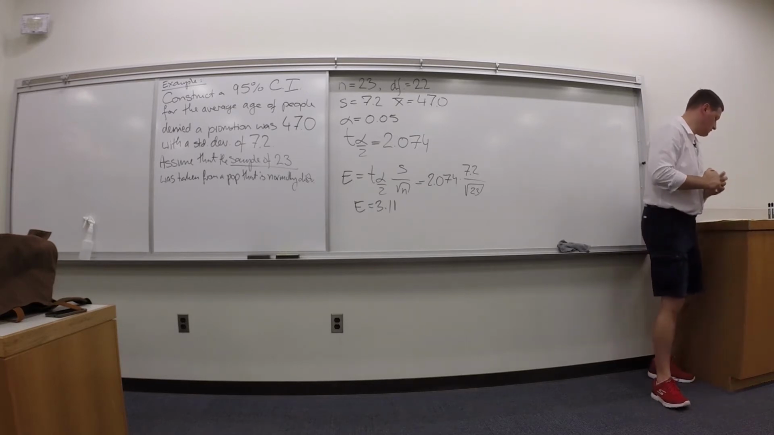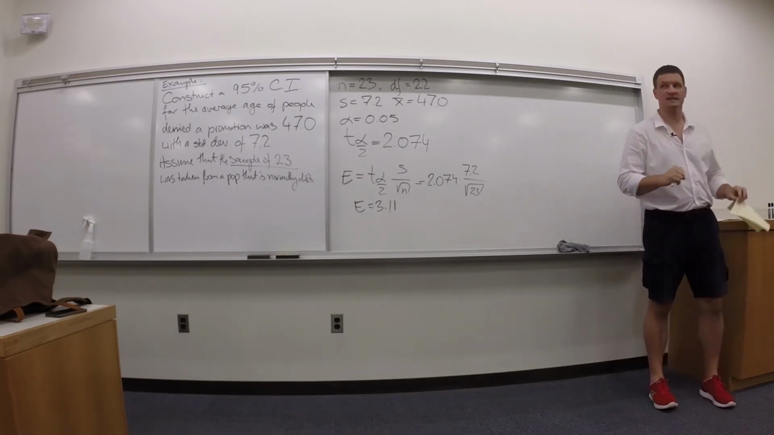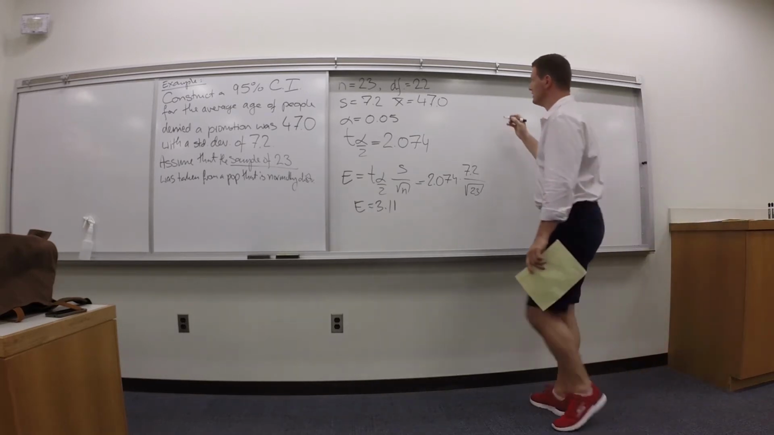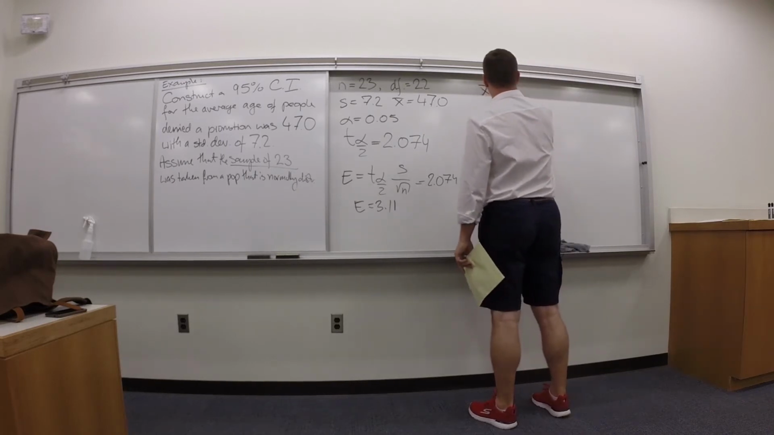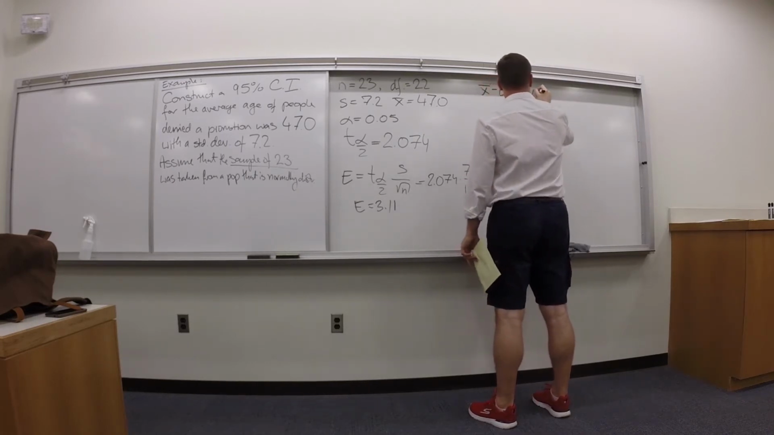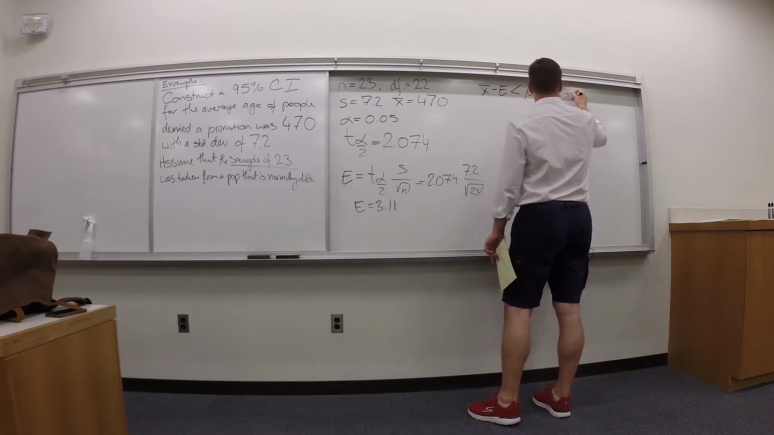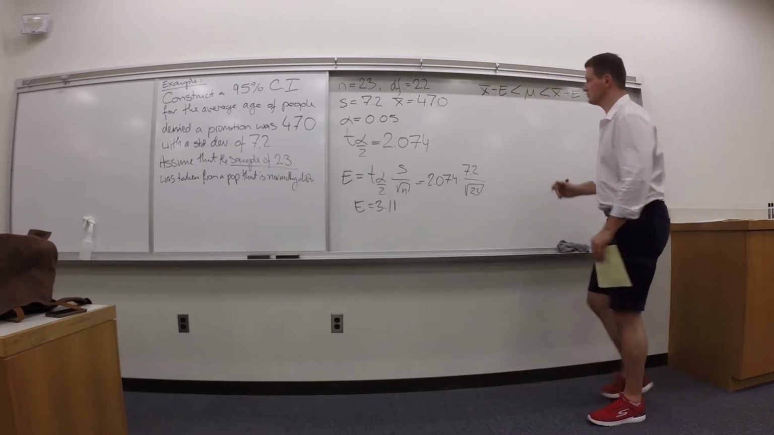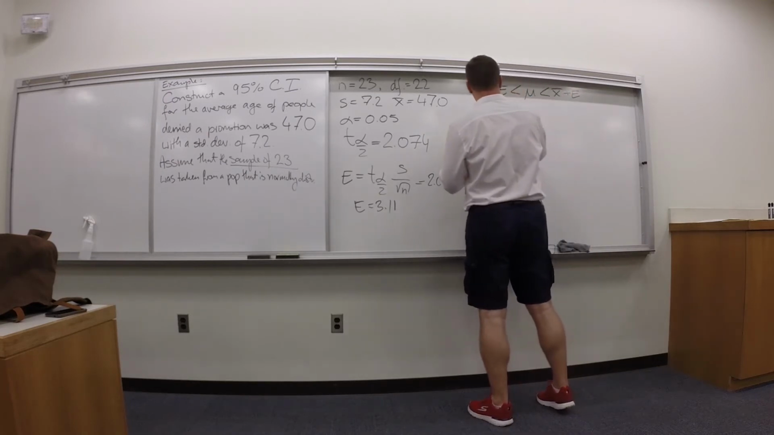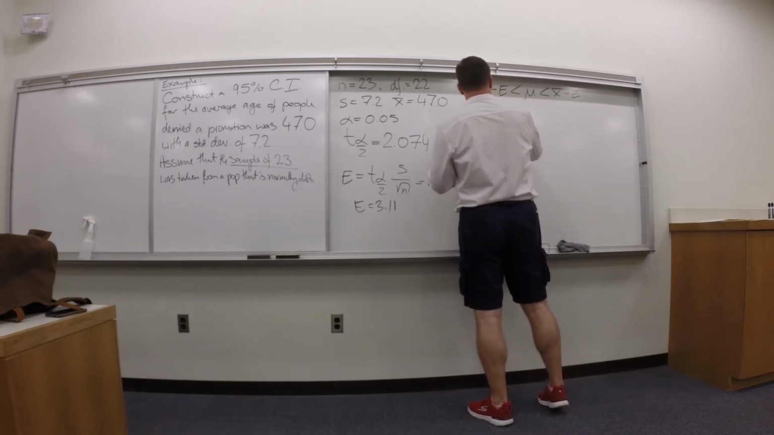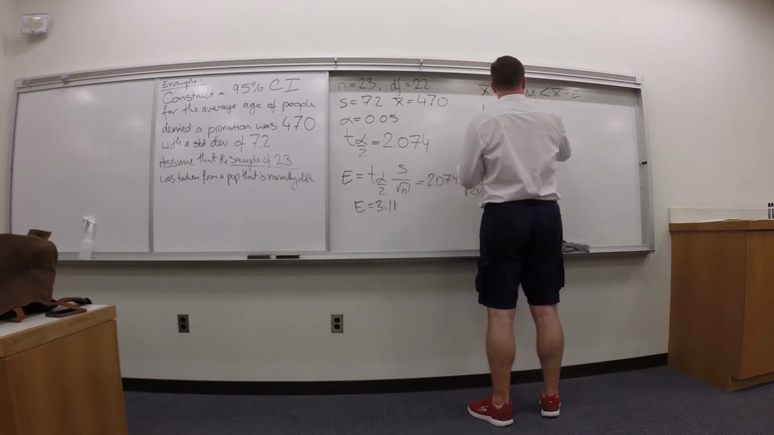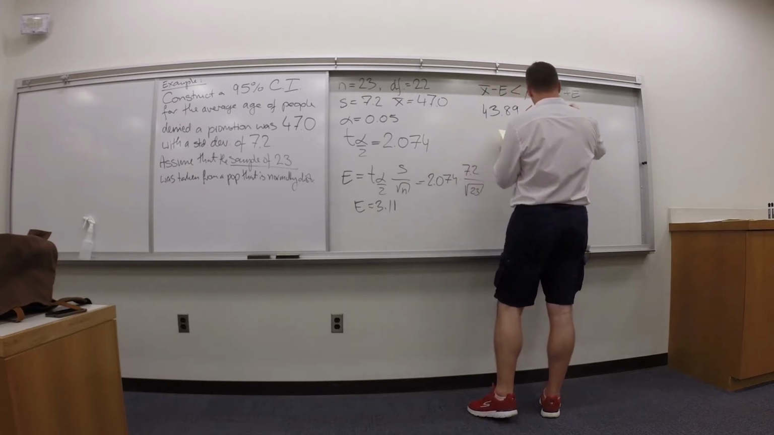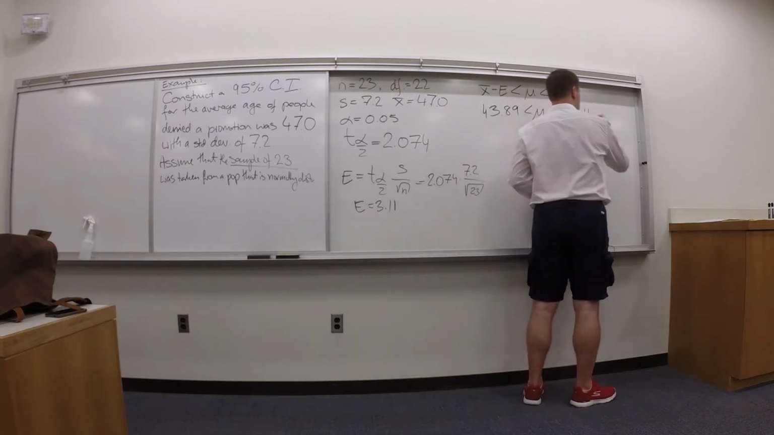All right, so we have E. So what's the last one? Well, last part of it is we're looking for x bar minus E less than mu less than x bar plus E. So in our case, we are looking at 43.89 less than mu less than 50.